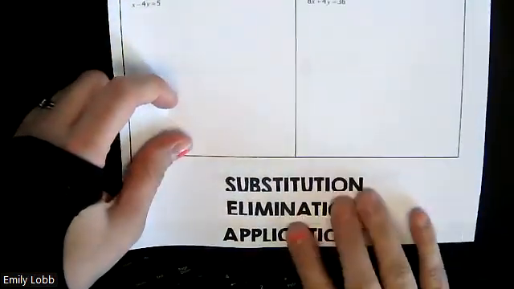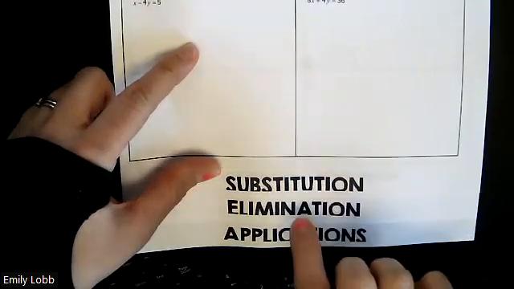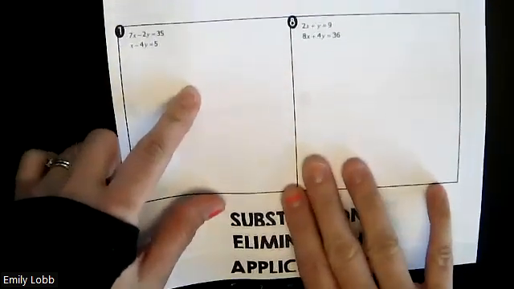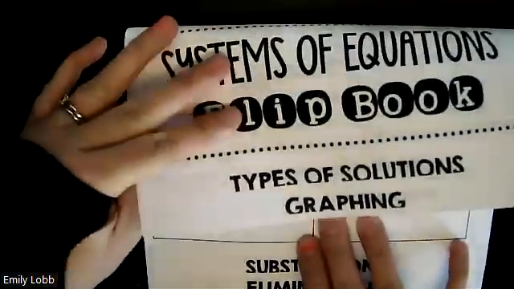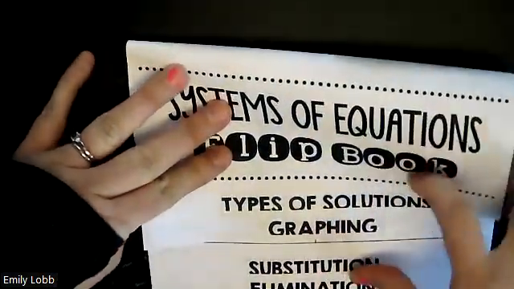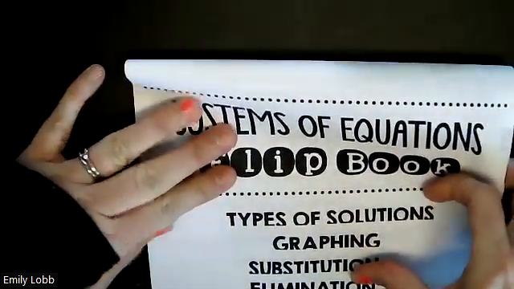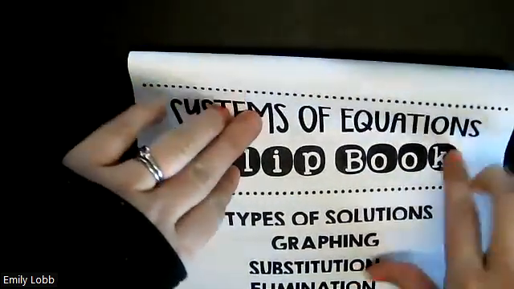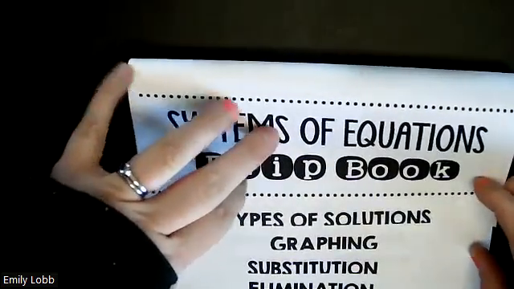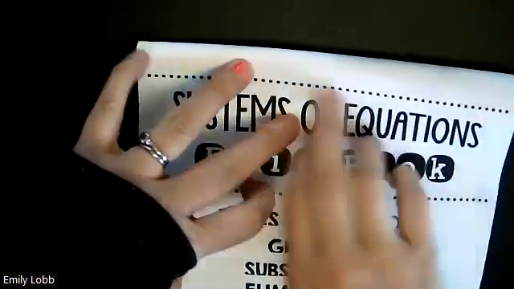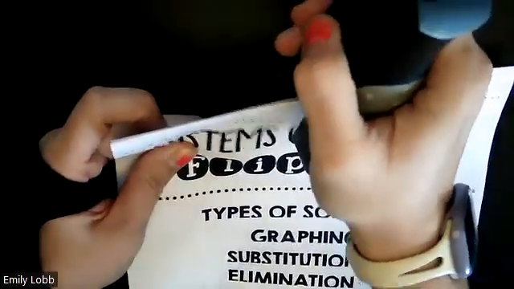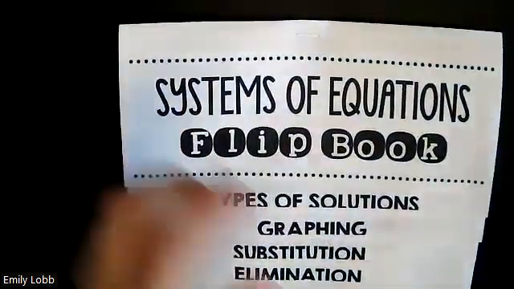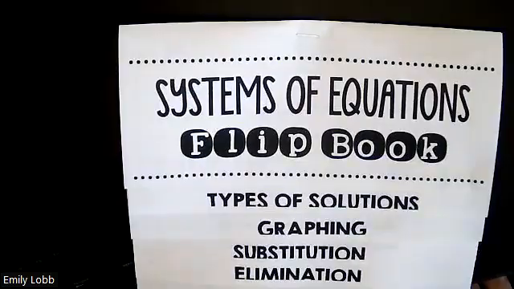So once you have these 3 words on the bottom, substitution, elimination, and applications, all you're going to do is fold all 3 pages forward so that graphing comes down on top of substitution. Once it looks like this, you're going to make 1 crease at the top and your book has been made, okay? So all we have to do is put 1 staple here. If you hold it up, I'll come around and staple real quick.